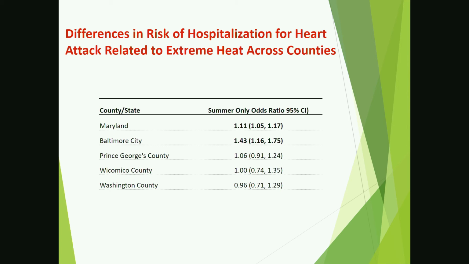There's a difference based on geographic area too. For example, Baltimore City has a 43% increase in risk of hospitalization for heart attack, compared to Prince George's County, where we don't see an effect. Washington County, we don't see an effect. Wicomico County, we don't see an effect. This is what I was referring to earlier when I said there is a need to identify the most vulnerable communities, because this sort of information should be used to inform our adaptation strategies moving forward.